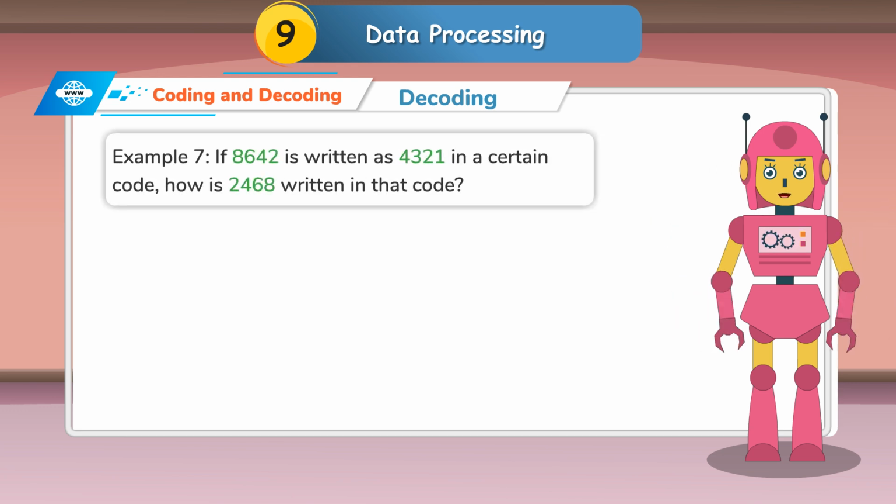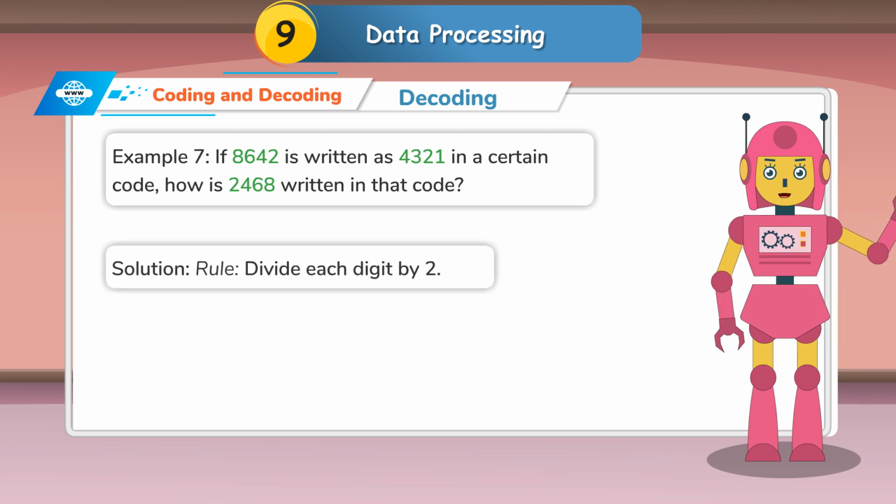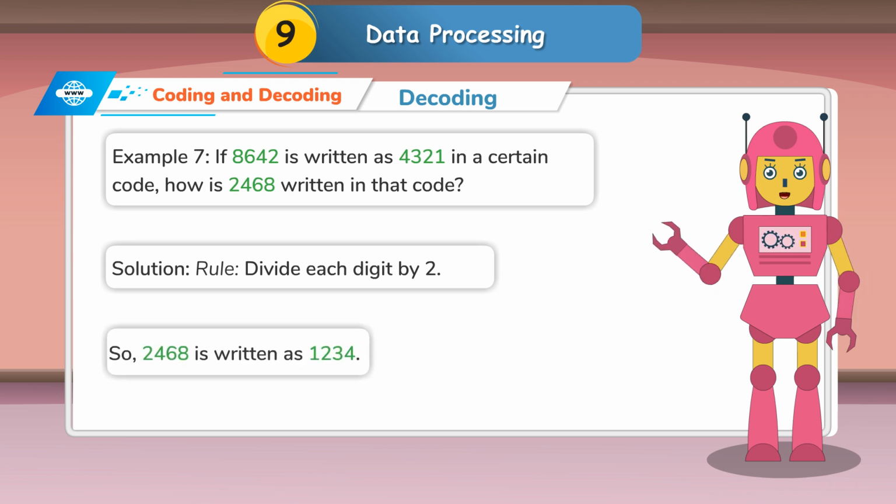Example 7. If 8642 is written as 4321 in a certain code, how is 2468 written in that code? Solution rule. Divide each digit by 2. So, 2468 is written as 1234.